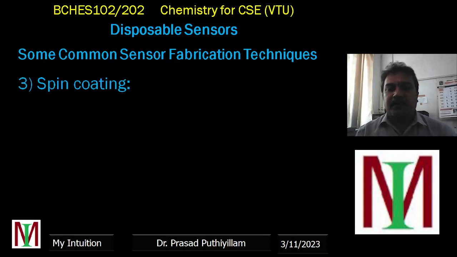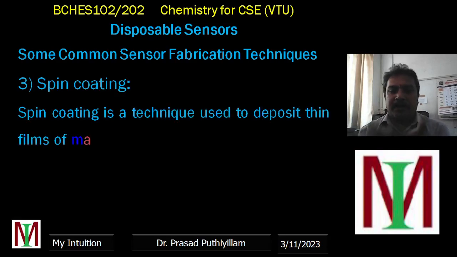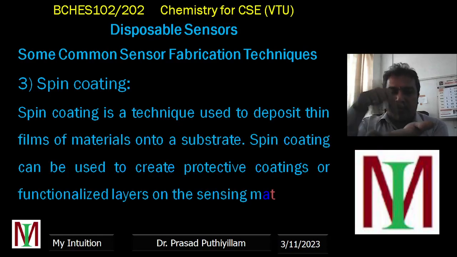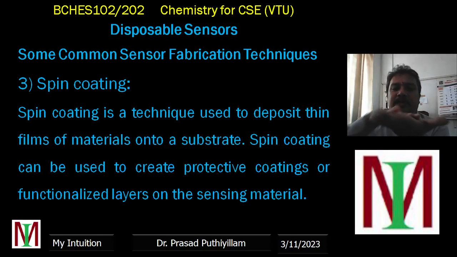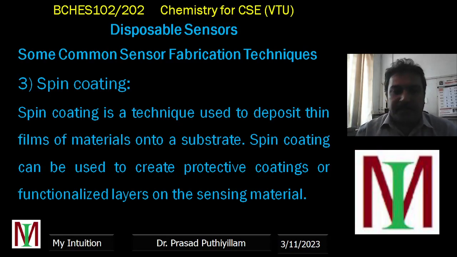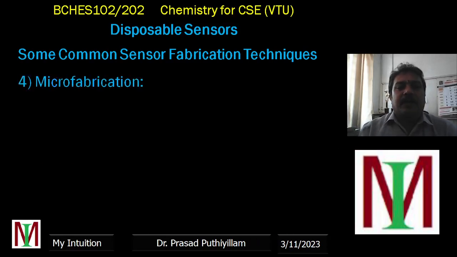Spin coating. Spin coating means keeping a substrate on a plate, adding a drop of whatever sensing material on the top, and allowing it to spin so that it will spread on that substrate, which is called the spin coating method. Again, it is used mainly in nanotechnology. It is a technique used to deposit very thin films, not the normal thin films that we use. Very fine thin films can be prepared on a substrate by the spin coating method.